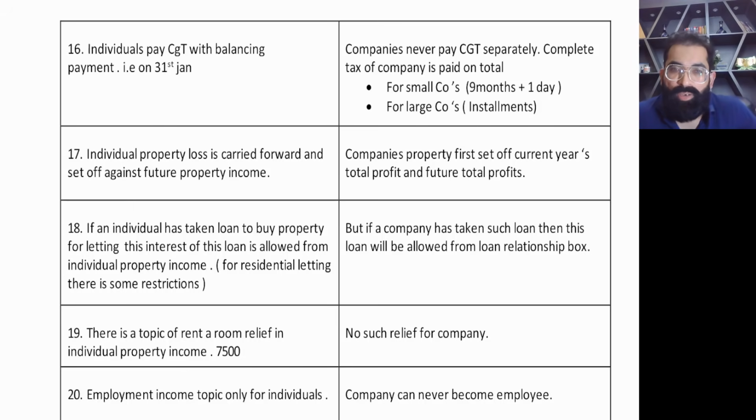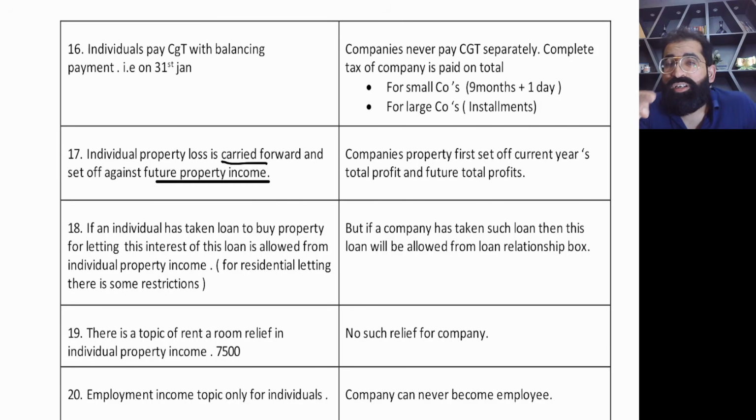The next one: an individual's property loss is carried forward and set off against future property income. And even in this, there are a few classes. There is one special individual property income which is called FHL, furnished holiday letting. Listen very carefully, only talking about individuals. If an individual is earning FHL property income, then an FHL property loss will be carried forward and set off against future FHL property income. Very clear.